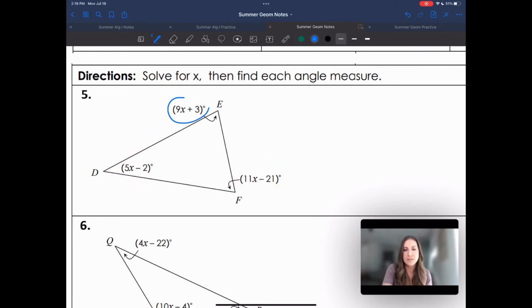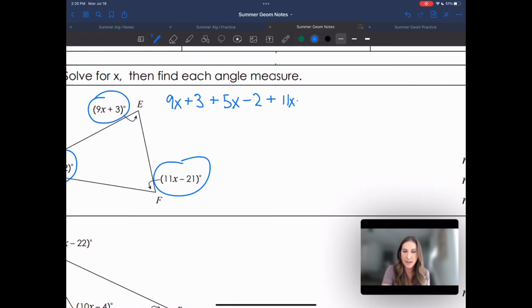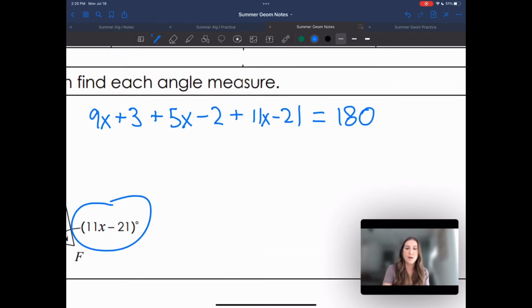So let's do it. Start with writing this one. And you know what? If you're just adding a bunch of things together, you don't really need the parentheses anymore. So I'm going to drop the parentheses and just say, okay, 9x plus 3 plus my next one. And it doesn't matter the order that you go in, just whatever order you want. Plus 5x minus 2 plus my third one, 11x minus 21. Just line them all up, add them all together. I'm going to set all that equal to 180 because my theorem tells me that is accurate and I can do that. That is the geometry part, the setup. The rest of it's algebra.